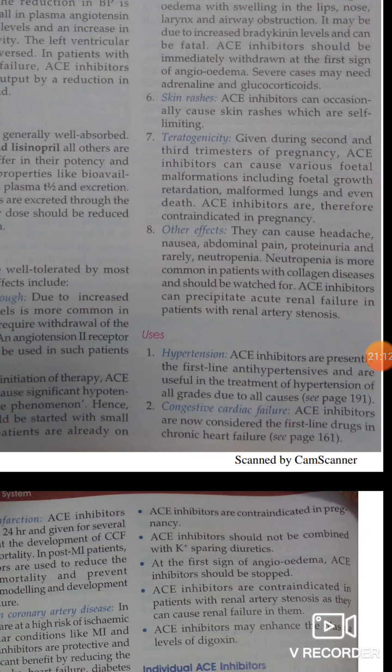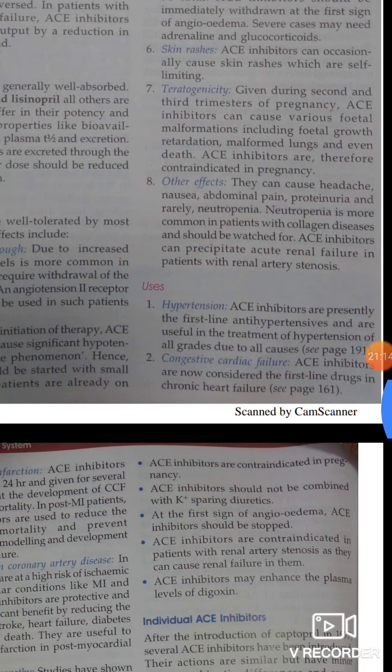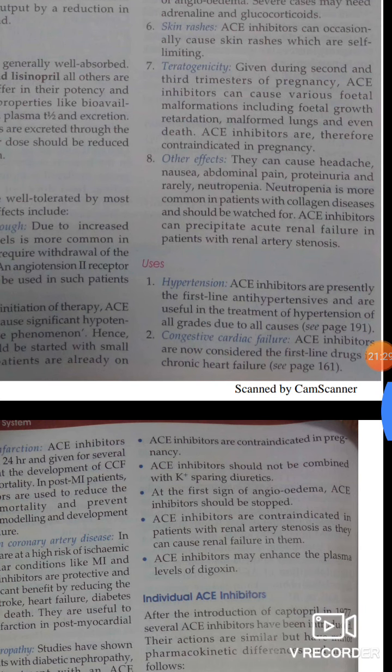Other side effects include headache, nausea, abdominal pain, proteinuria, right? Proteinuria means presence of protein in urine. Neutropenia, reduction in the neutrophil count. These are all rare side effects.